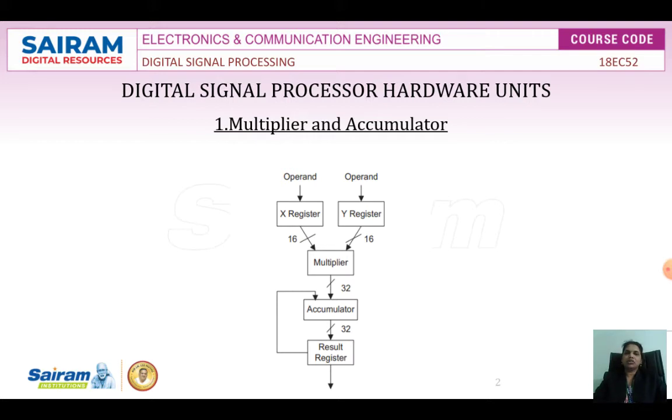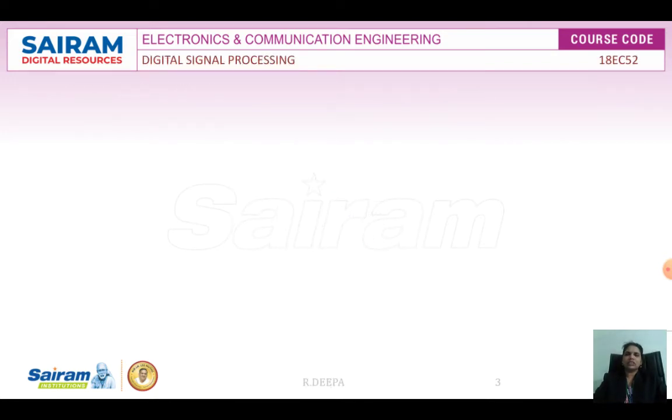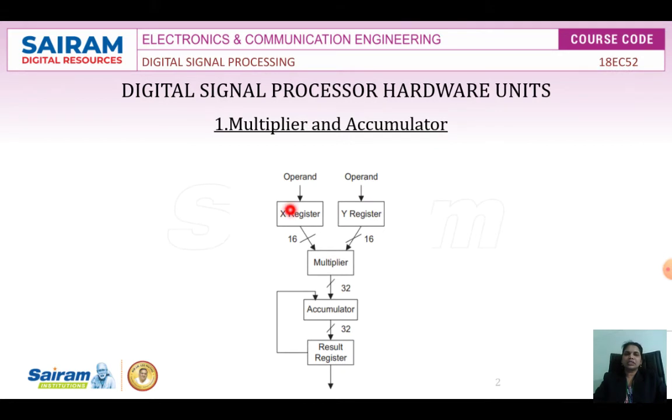Here we have two operands, that is two data, each of 16 bits. I am going to store them in 16-bit registers named X register and Y register. Once you perform the multiplication of these two, you will get a product which will be more than 16 bits. The output will be 32 bits, or sometimes 33 also. So I have used a multiplier unit which will multiply, and it will store the 32-bit data with the help of an accumulator unit. This 32-bit data will finally be stored in the result register.